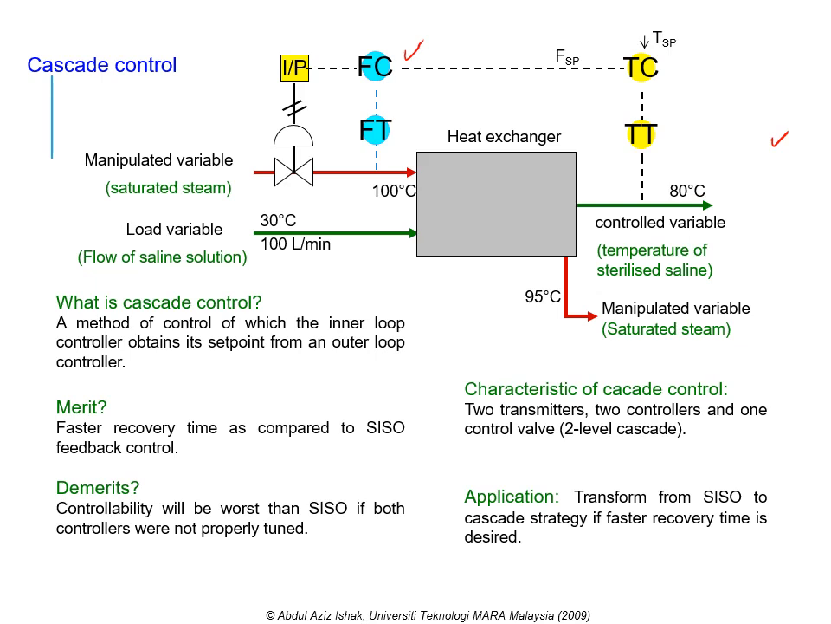Alright, the inner loop of this controller is the flow controller, also known as the sleeve controller. The outer loop, in this case, is temperature, also known as the master controller. Another term used for the outer loop is the primary, and another term used for the inner or sleeve loop is the secondary.